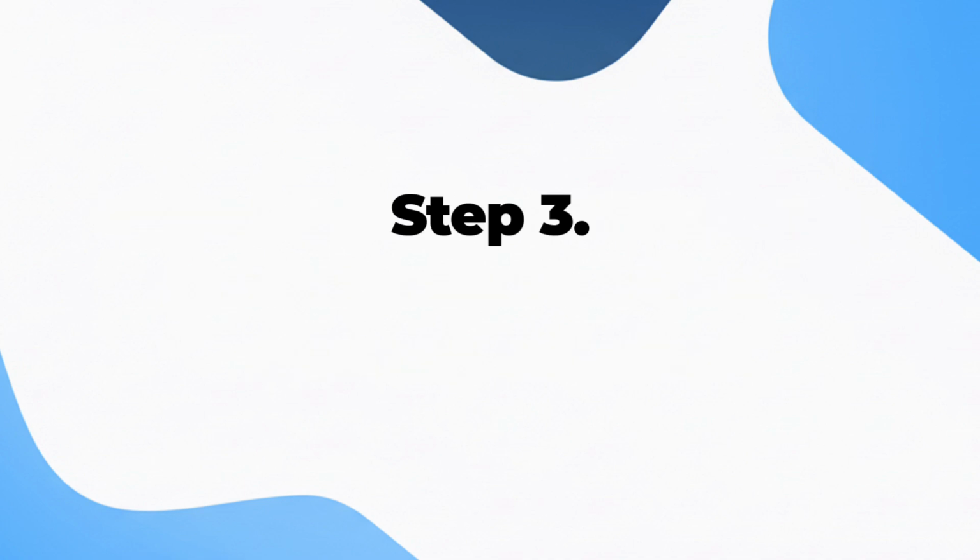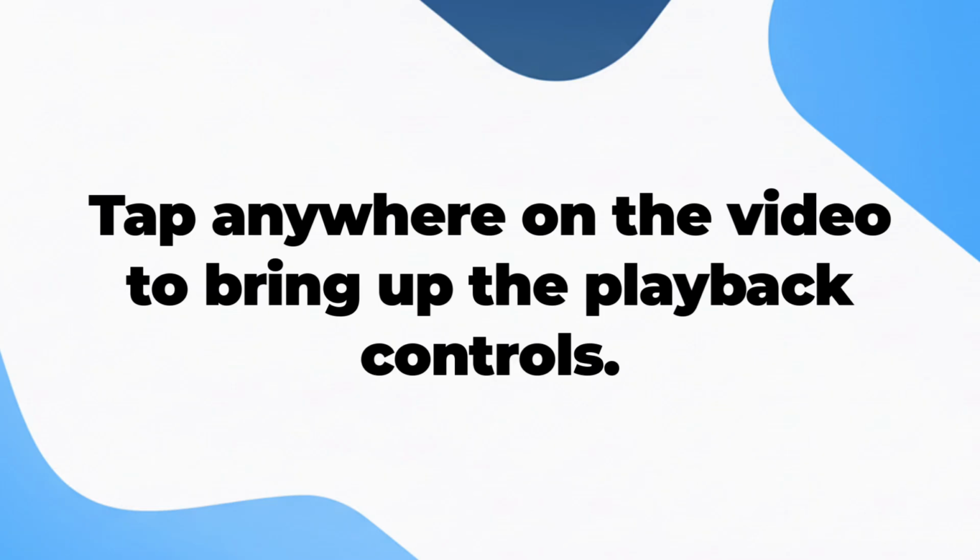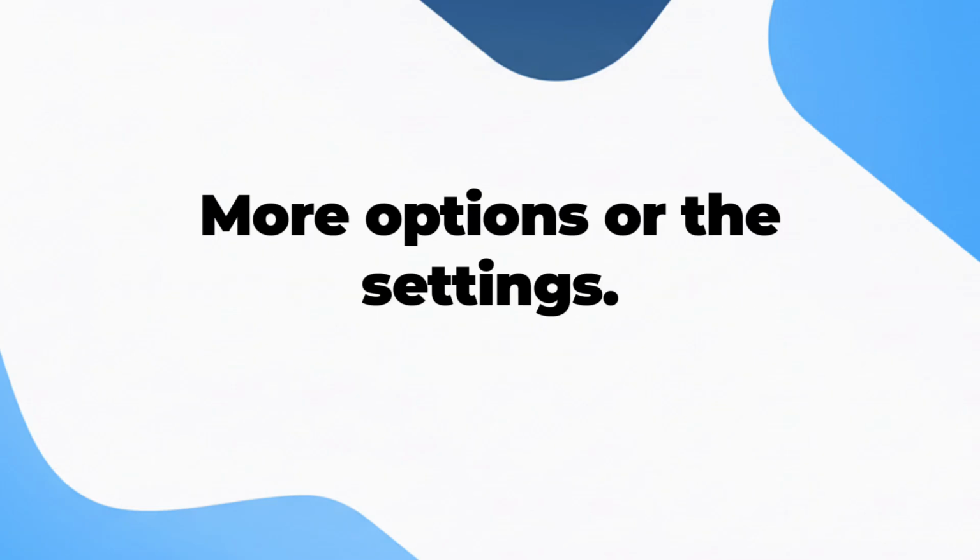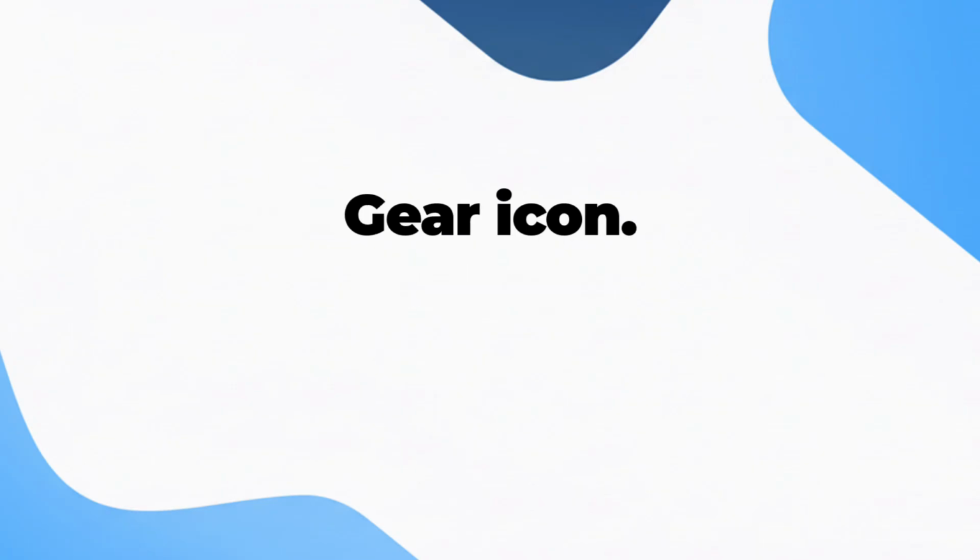Step 3. Open Video Settings. Tap anywhere on the video to bring up the playback controls. Now tap the three-dot menu, More Options, or the Settings gear icon, depending on your device.